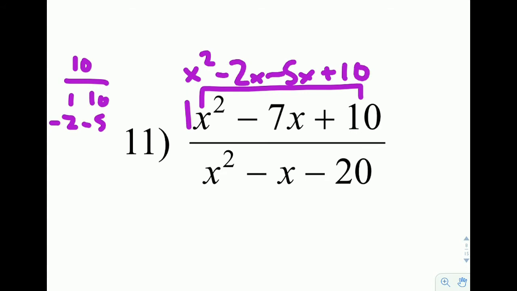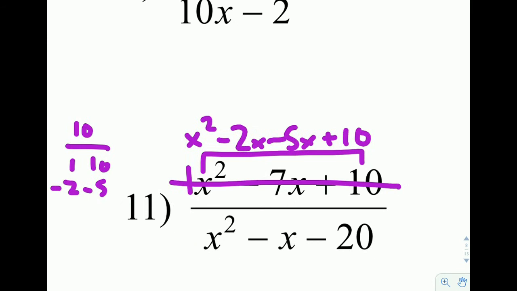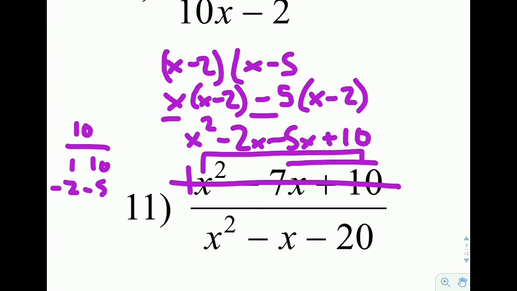So I just split up that negative 7 there, cross that out. Factor by grouping, and I'm going to have x in common with those first two, leaving me with x minus 2. I'm going to have a negative 5 in common with the next group. Whenever there's a negative up front, I always take out that negative, leaving me with x, and then 10 divided by negative 5 is negative 2. And when you do this every single time, those two groups should be the same. So my common group is x minus 2, and my leftover group is x minus 5. Cross out all those steps as I go and replace that with x minus 2, x minus 5 on top.